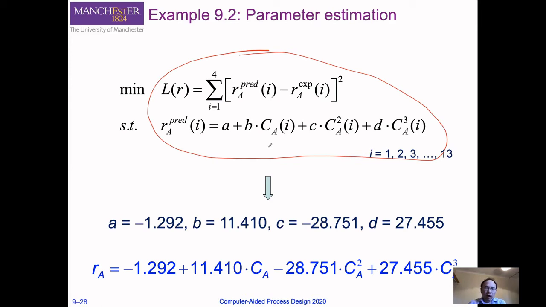And solving this optimization problem, we can get the values for the parameters A, B, C, and D in the model. And then finally, we get this reaction rate model for this example. In this polynomial model, we assume the degree is 3. We can also try other degrees like 2, 4, 5, and so on. For each degree, we can get the value of the loss function. We can then select the best polynomial model with the minimum loss function value.